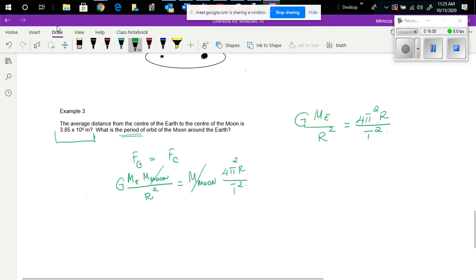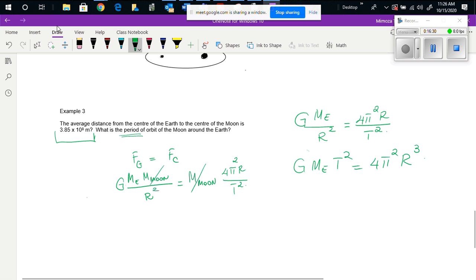So then if you cross multiply the two, then you will have G, mass of the Earth, T squared equals 4 pi squared R cubed. And this is where the formula comes from, the third law of Kepler.